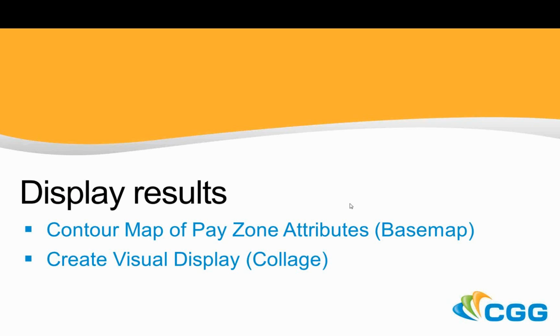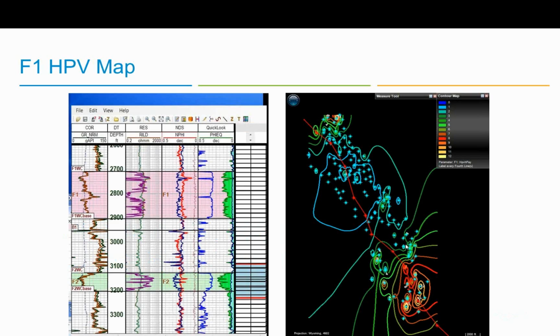And then we can display the results with contours and base map. So here's the hydrocarbon pore volume of the F1. And you notice you've got a whole lot of pay down in here. I mean, a lot of pay, up to 12 feet of hydrocarbon pore volume. You go to an area with very low pore volume, and you come back and you see we're approaching an area that has higher hydrocarbon pore volume up here. So it's a highly variable pay section in the F1.